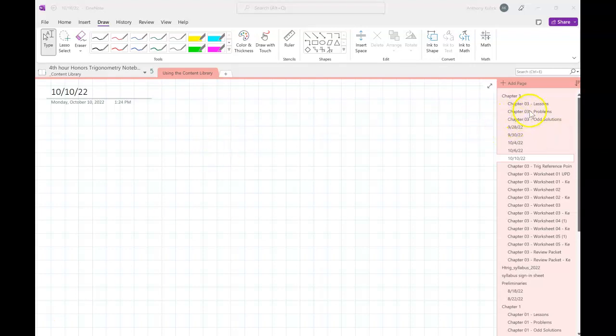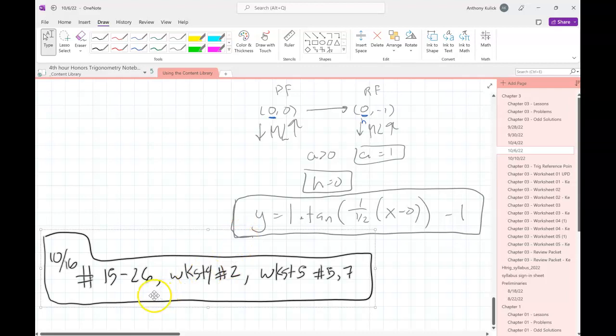So what I was looking for on Sunday was 1 through 14 from the book, and then worksheets 1, 2, and 3. But for the new one, it was chapter 3, 17 to 26. If I looked at the last set of notes, 15 to 26, worksheet 4, just number 2, and then worksheet 5, numbers 5 and 7. Yep, that's on the notes in the content library. I was looking on mine already.